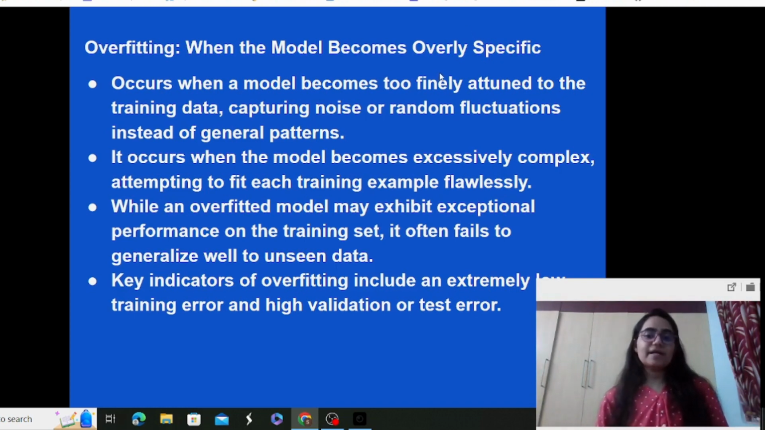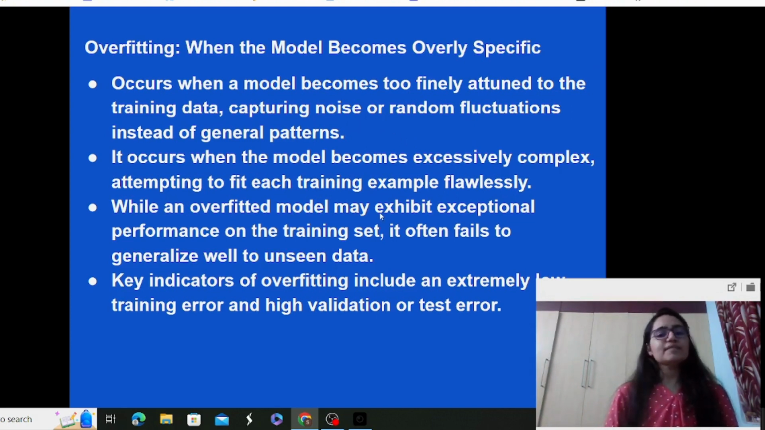When your model is becoming very specific, or the complexity of your model is too high, it happens when your model is very finely trained on the training data, capturing noise or random fluctuations instead of general patterns. You should always aim to achieve generalization in your model. Rather than capturing random fluctuations or even noise in the data, it should capture only the general patterns, or the relevant features in your data. In such cases, attempting to fit each training example flawlessly is where your model is becoming problematic. That is what's causing the problem.